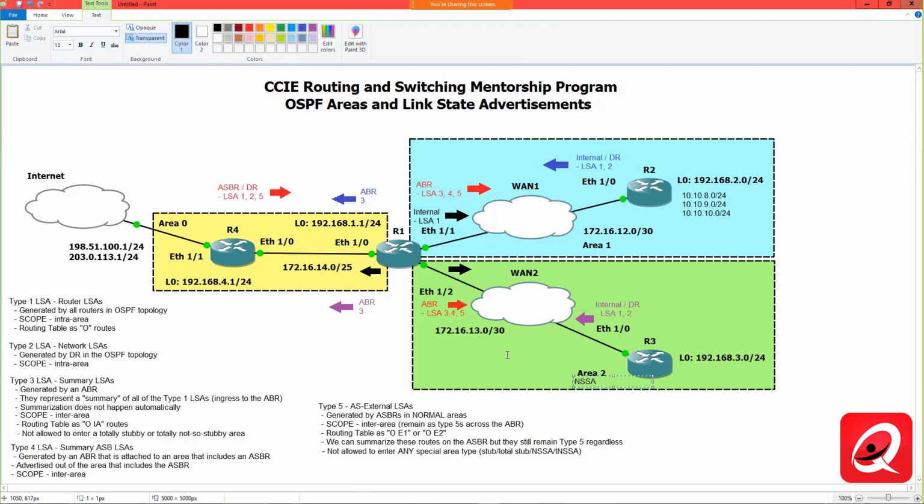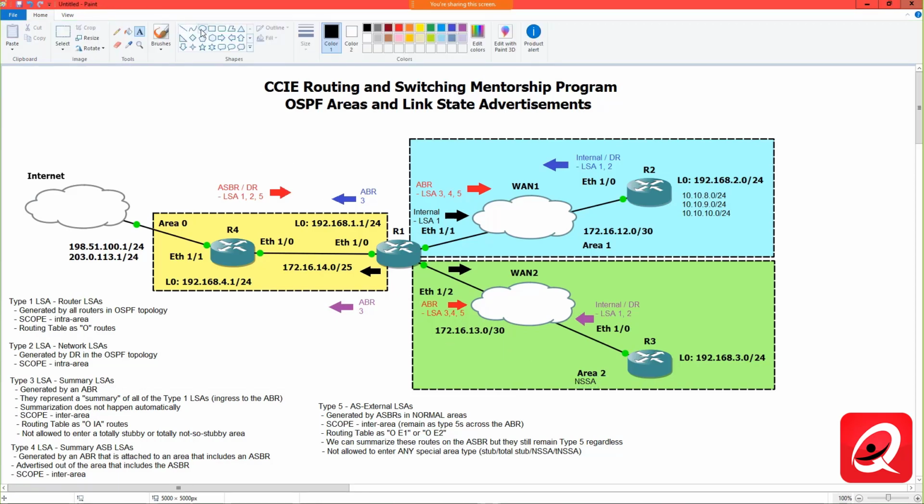We'll essentially see our type 5s are going to be suppressed, and we're not going to see type 5s and type 4s in this particular area anymore. So only type 3s are going to be allowed and a default route. I'll get into the details of that later on, but we're no longer going to send the 4s and 5s into the area because it's an NSSA.